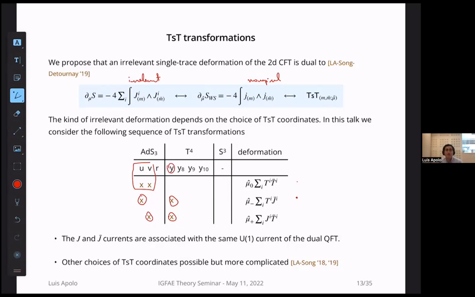Which is to say that we could have chosen different currents. We could have chosen a TsT transformation where we take a different coordinate of T4 or a different coordinate of S3, and all that you will do is you will get backgrounds that are way more complicated, but conceptually are the same as the ones that I'm going to consider. But they were considered before in these papers.